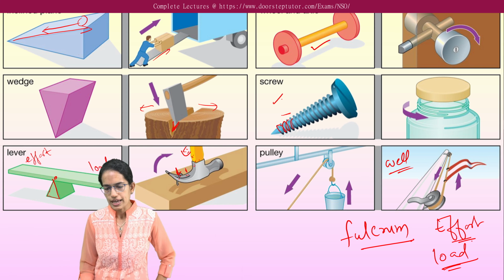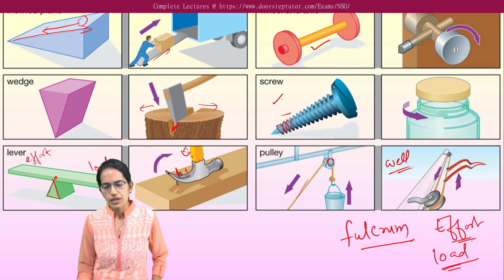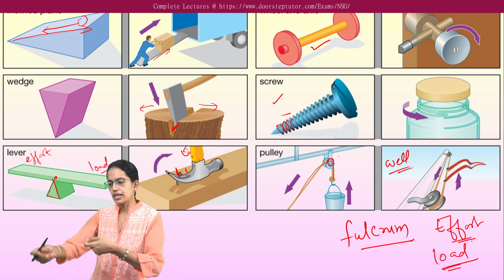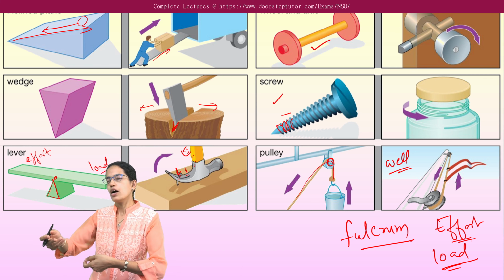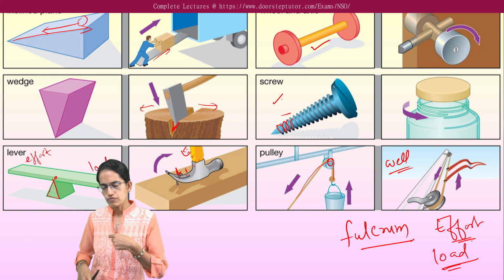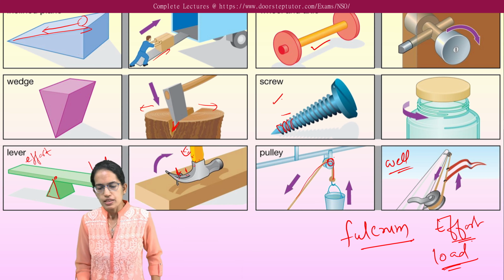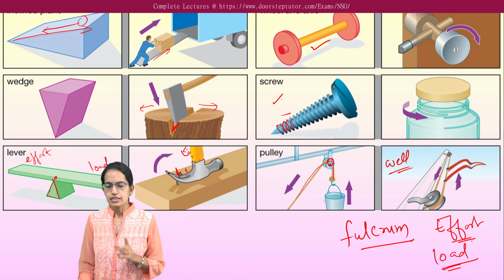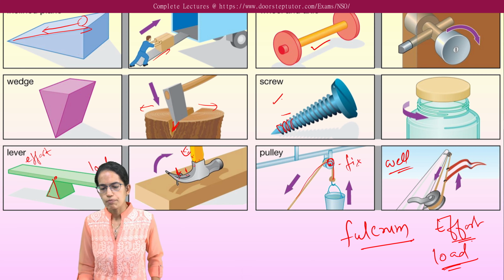Next, in the pulley, as I said, there is a wheel. On this wheel, the thread rotates and this wheel actually increases the way in which you can work or makes your work simpler. Now there can be various pulleys. Here, this is fixed. So we call this an example of fixed pulley.